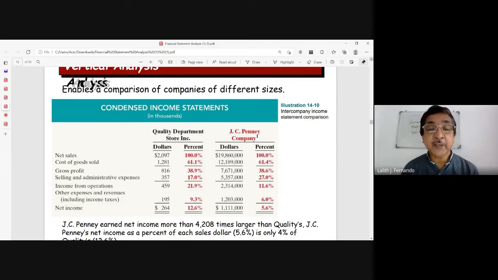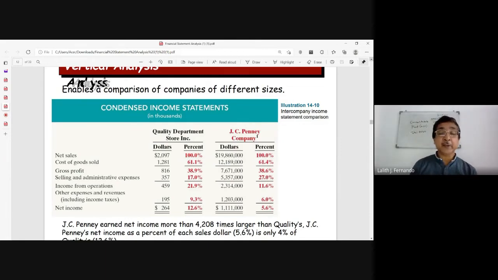Now, if you compare JC Penney and Quality Department Store, you will find that the net income is only 5.6% of net sales if you go into JC Penney, but Quality Department Store has 12.6% of net sales as net income. Income from operation is also 21.9% of net sales, whereas JC Penney has only 11.6% of net sales as their income from operations.